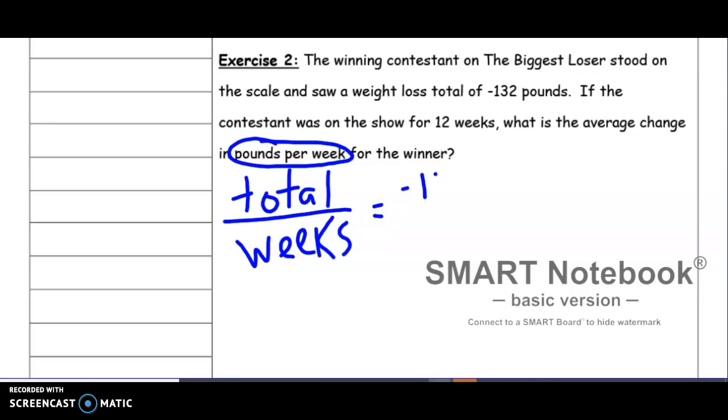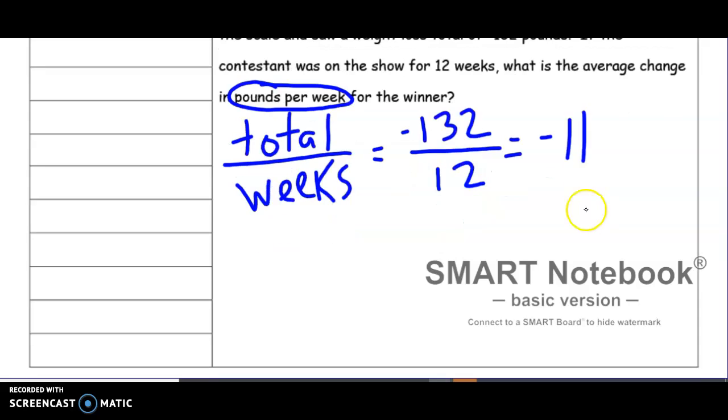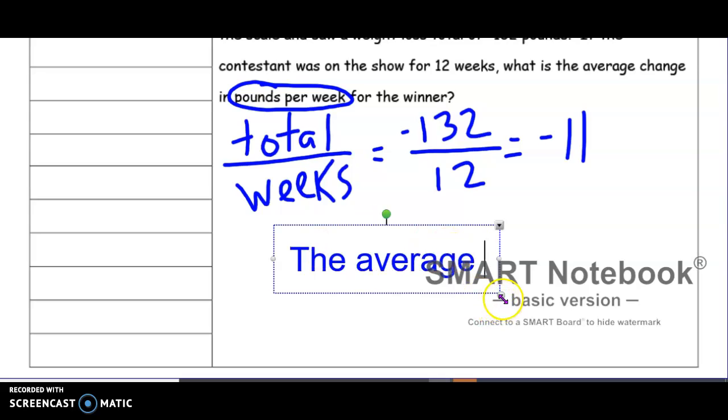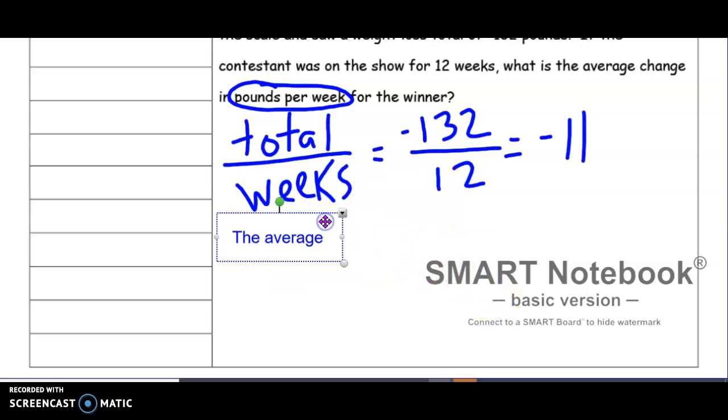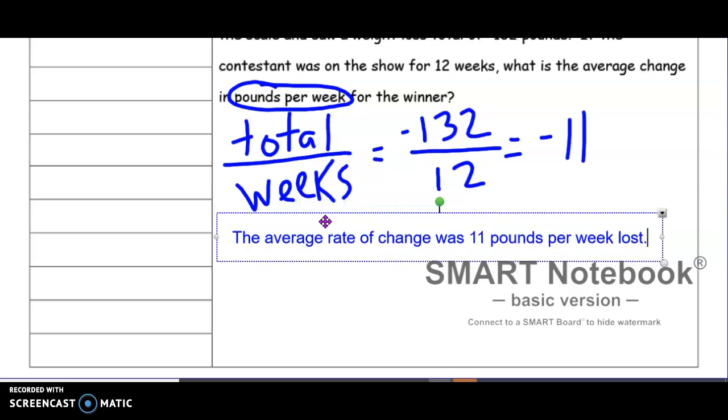So if I go into my calculator, I would just do 132 divided by 12, and the negative is really just indicating the loss. So whatever we get, we could just put a negative sign in front of it. Okay? So in this case, we get negative 11 when we divide, which means the average rate of change was 11 pounds per week lost.